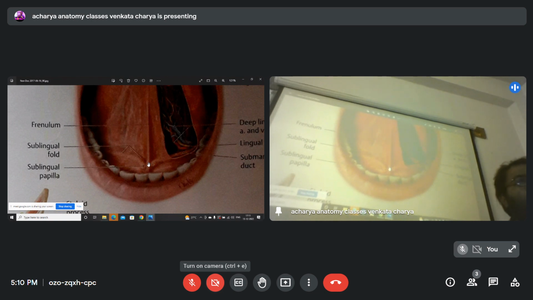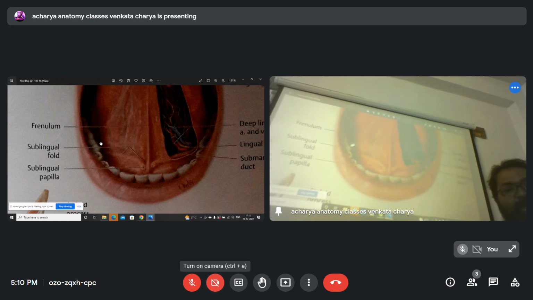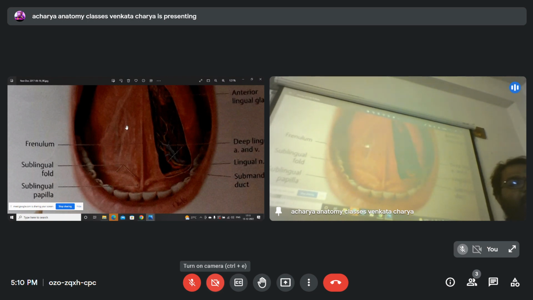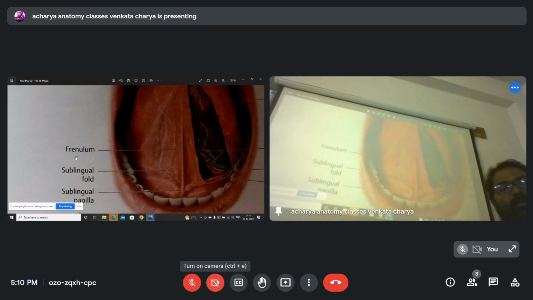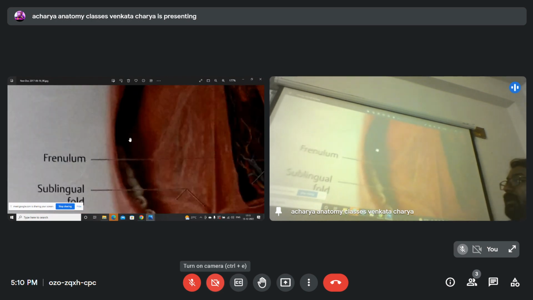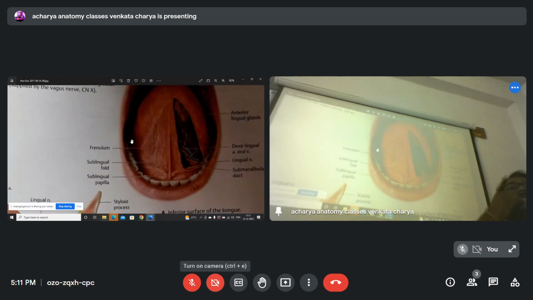Because of that opening only, it is called the sublingual papilla. Okay, next, the frenulum is present. There is the presence of the frenulum.